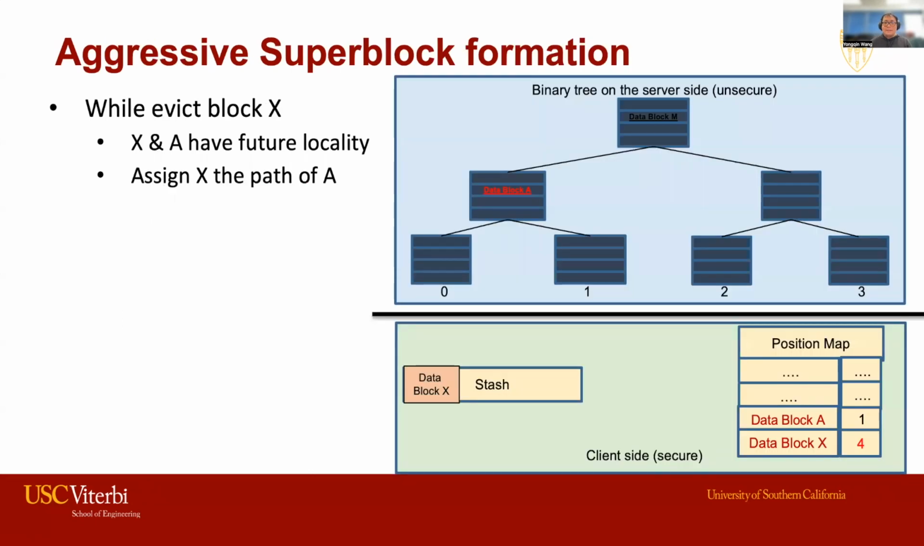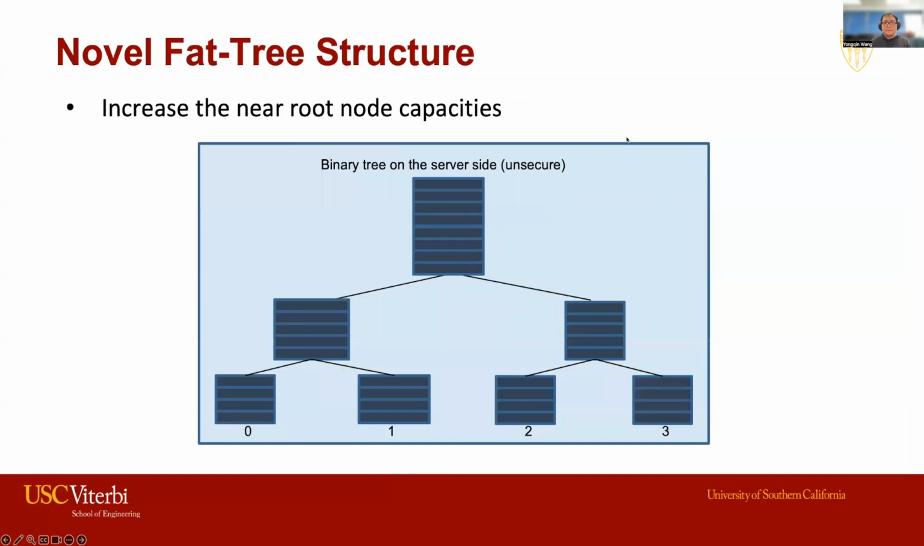Let's look at this example. If we know that data block A and data block X will be accessed together in the future, instead of assigning data block X with a random path, we will assign the data block X the same path as the block A, such that in the future, on the next access, instead of accessing 2 random paths from the tree, we can just access 1 single path to read both blocks.